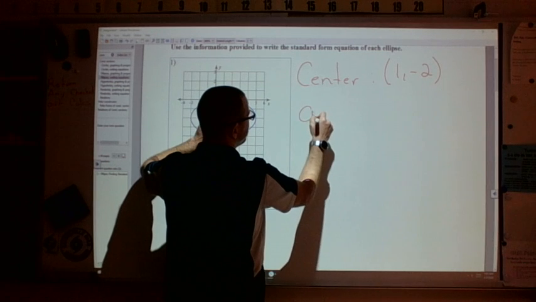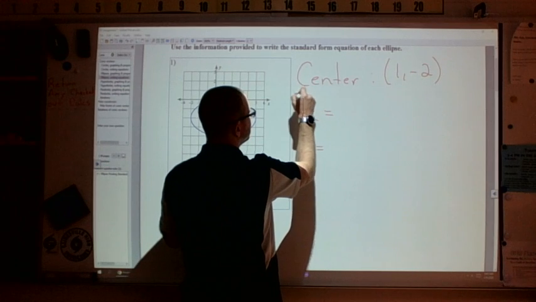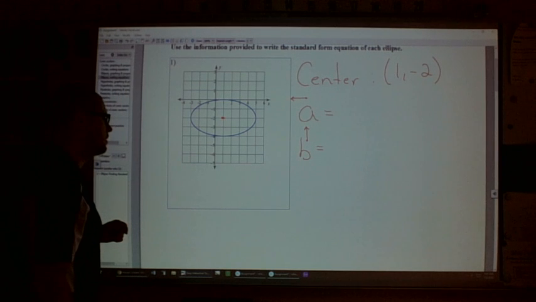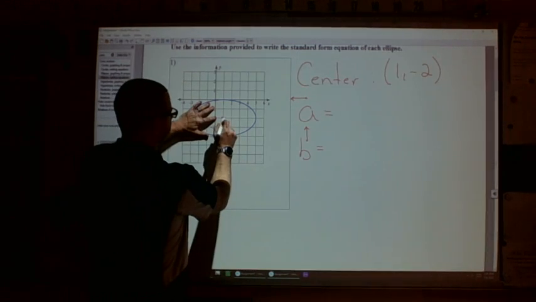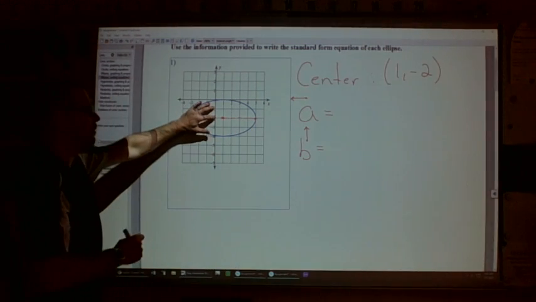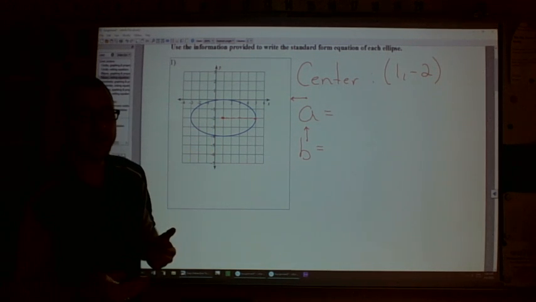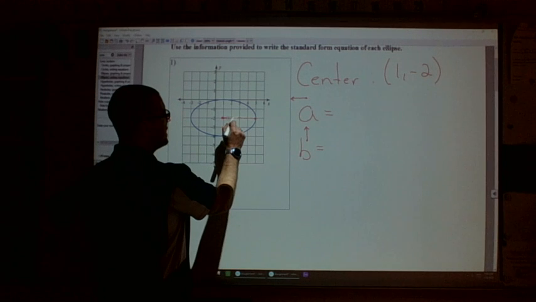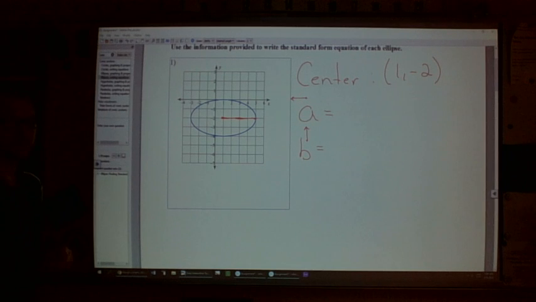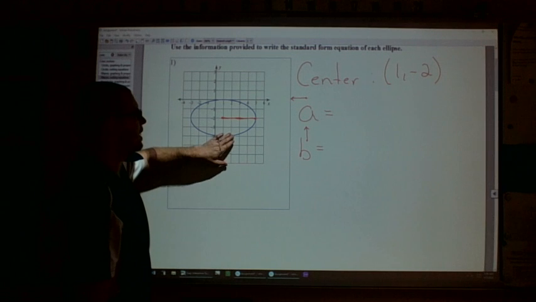And then I need to find the length of A and B, where A is the horizontal radius and B is the vertical radius. From the center, I just go horizontally until I reach an endpoint. Because the horizontal axis is the larger axis, that would be the major axis, which means that endpoint is a vertex. Remember, the vertices are always along the major axis. The co-vertices would be along the minor axis.